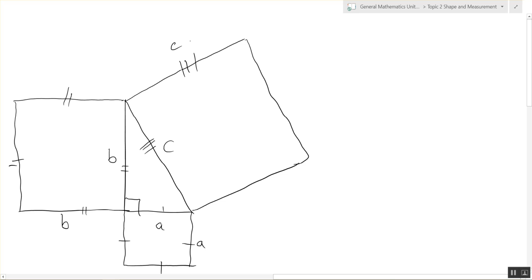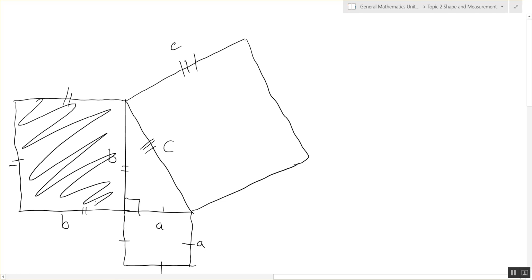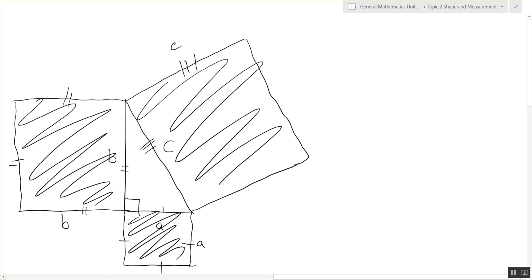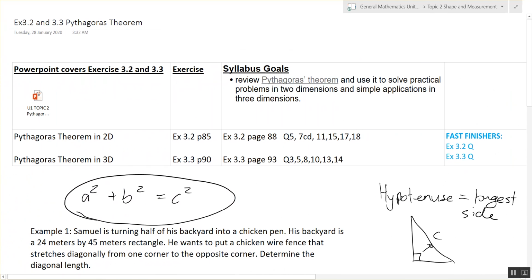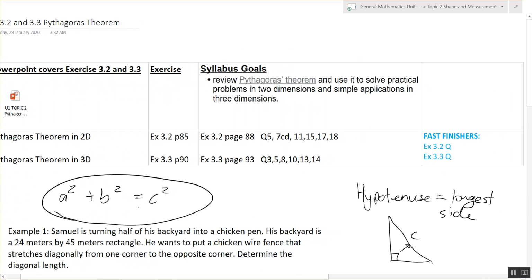When you add the area of this and the area of this, what does it equal? The area of this square and the area of this square, what does it equal? The area of that square. If you don't believe me and you have free time, go and cut out some squares and prove it yourself.